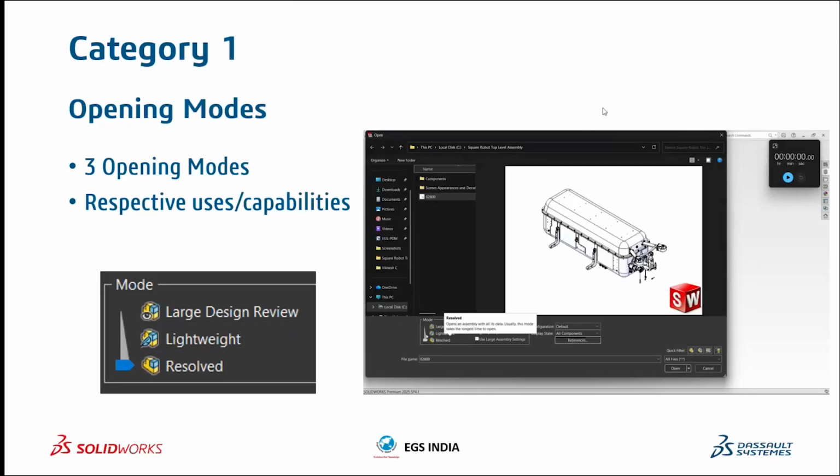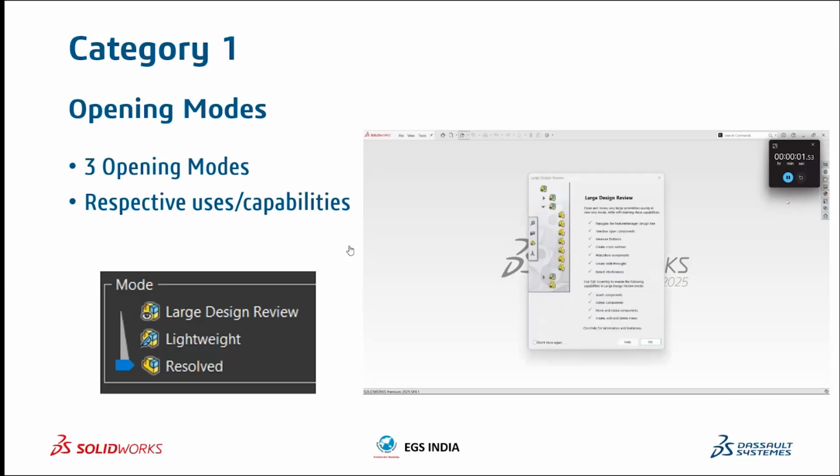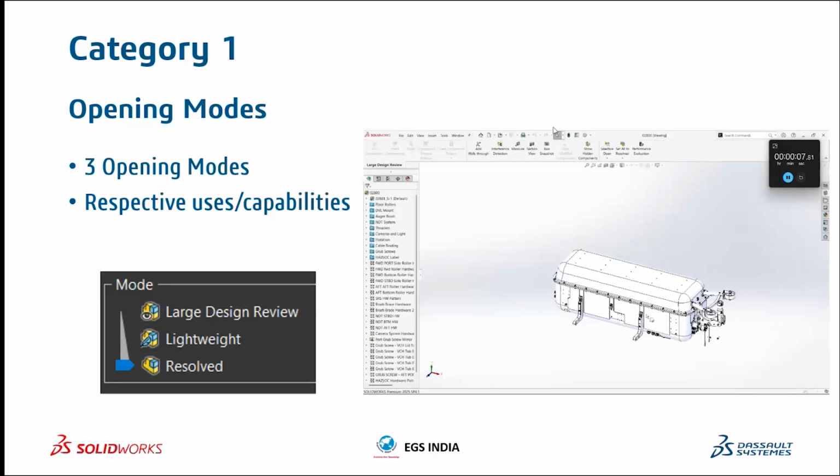Once you're done with the neutral file format, when you're opening an assembly, you have three opening modes. One is called the resolved mode, which is the default mode that it opens in, the lightweight, and the large design review. I'll just show you an example where we open the file with the large design review. You can see that the assembly opened within 5 to 6 seconds.